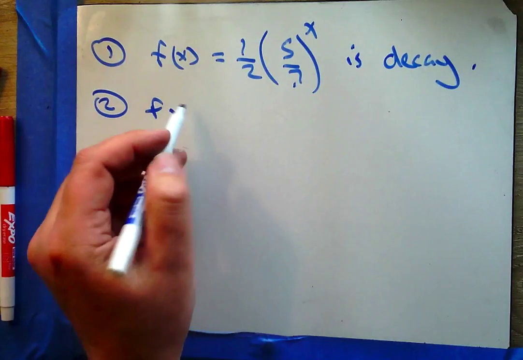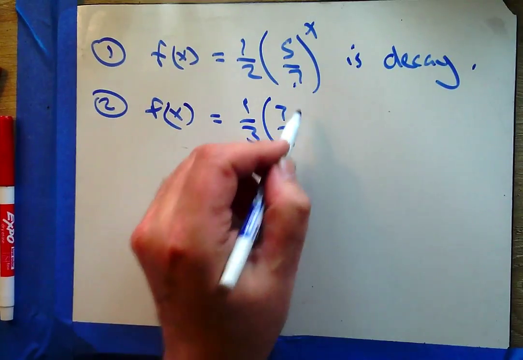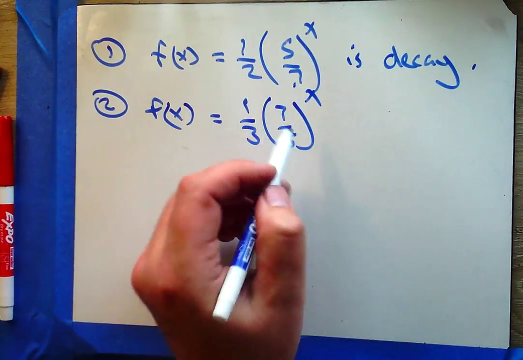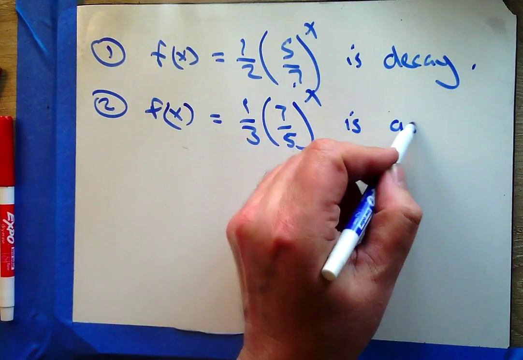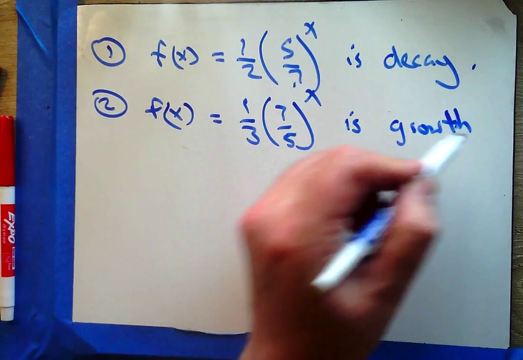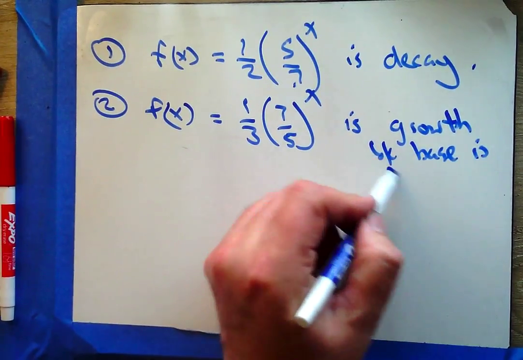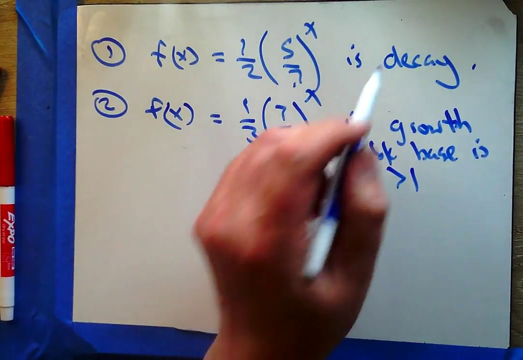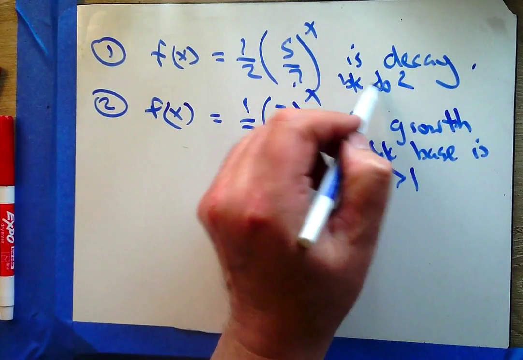Okay, and the next one, 2, f of x equals 1/3 (7/5) to the x. Well, because this base is bigger than 1, I know this is growth, because the base is greater than 1, not because b is between 0 and 1.